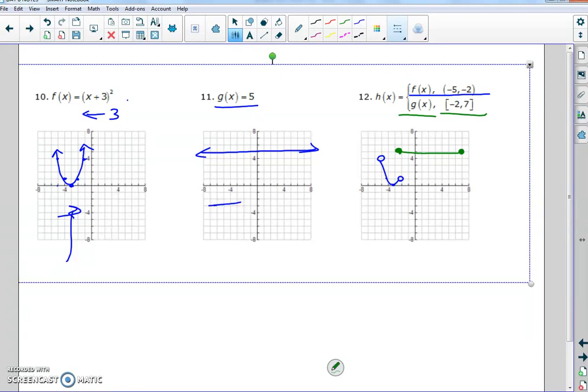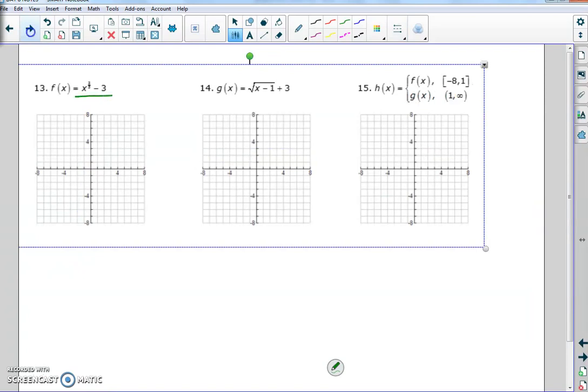Okay, two more in this section. x to the 2/3 minus 3. This has been shifted down 3 units. So I'm going to do my parent function, points, figure out how that goes. This is my radical or square root function, which has gone right 1, up 3. So right 1, up 3 is my first point, and then everything else follows after that.